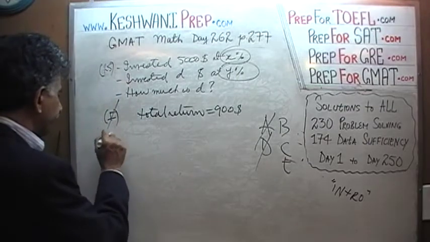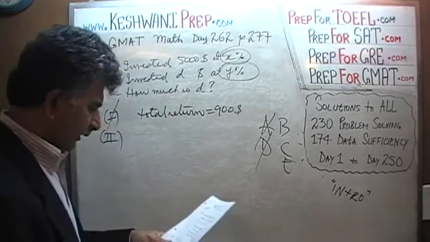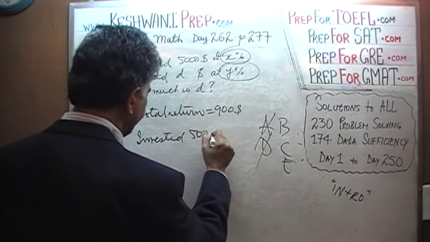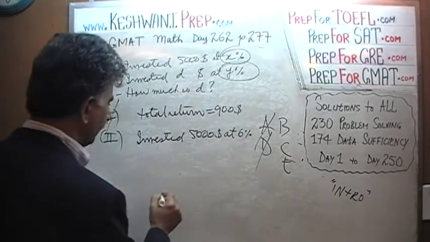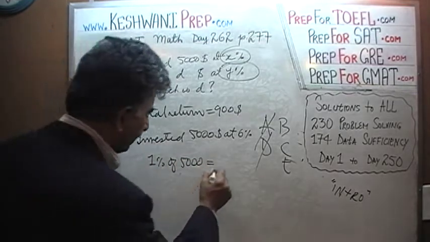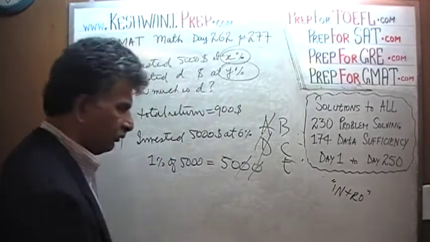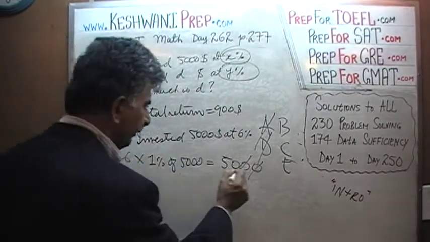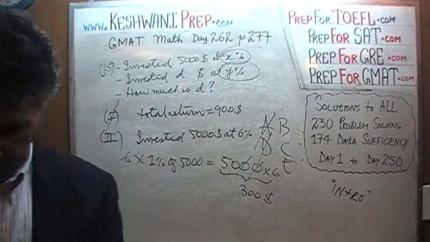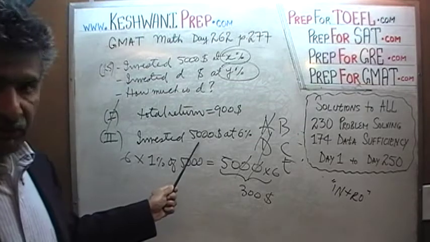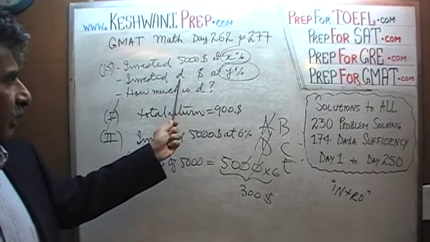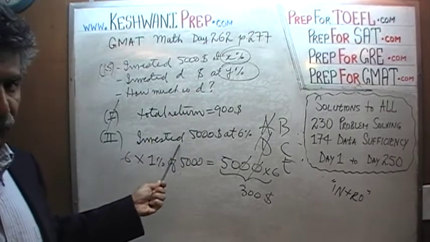Let's look at the second statement. In the second statement, they tell us that we have invested $5,000 at 6%. Well, we know 1% of $5,000 is going to be just 5,000 with the two zeros gone, $50. Therefore, 6% is going to be 6 times the amount, 6% is going to be $300. But simply knowing that the return on $5,000 is $300 again does not enable us to answer the question, how much was invested, what's the value of D. The second statement by itself also does not do anything.